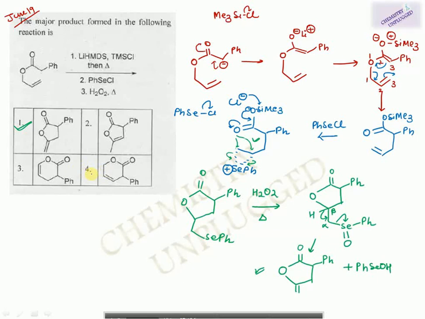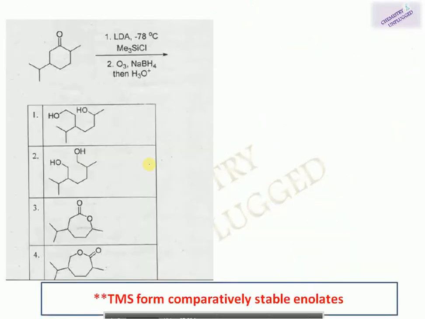It is based on LDA and trimethylsilyl chloride, and we are next using ozone and NaBH4. So the first step is the reaction with LDA. LDA will remove a proton from the less hindered side. It will give you the kinetic product. So this carbon is less hindered as compared to this one. So this proton will be removed, this one. So you will get this.